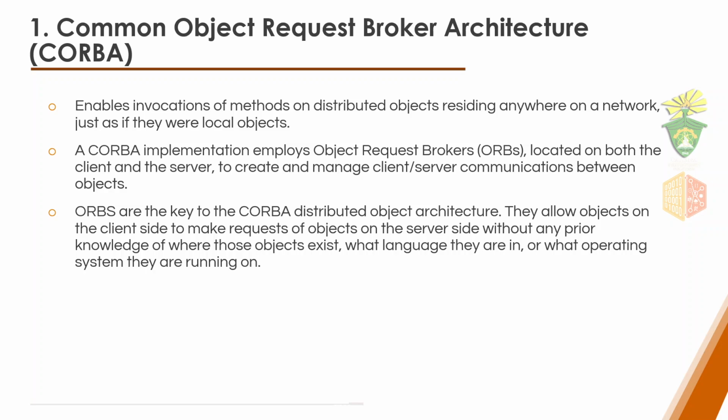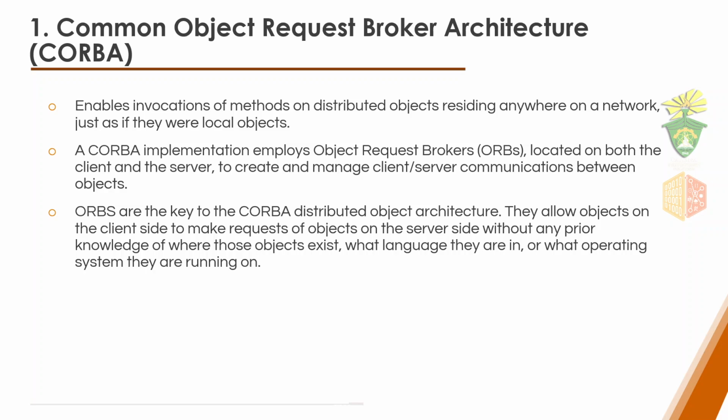For the Common Object Request Broker Architecture, CORBA, this enables invocation of methods on distributed objects residing anywhere on the network, just as if they were local objects. You know, as if like a stub. As if those things are local to that particular system accessing it.